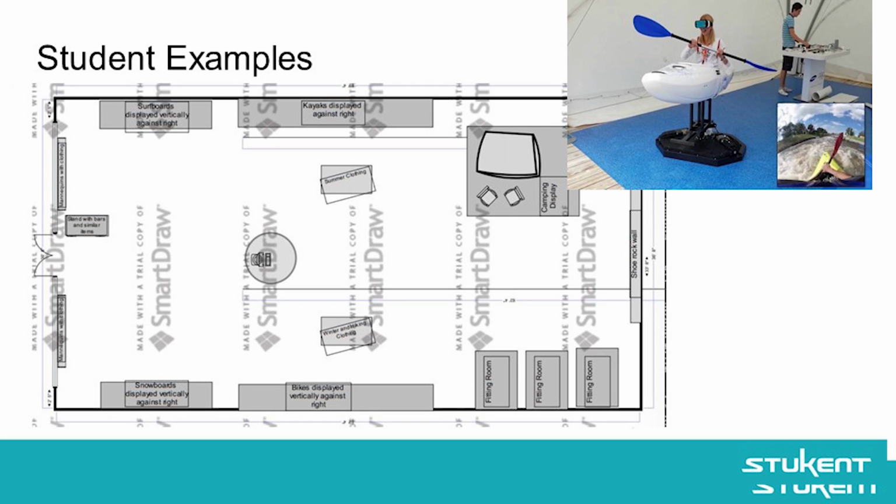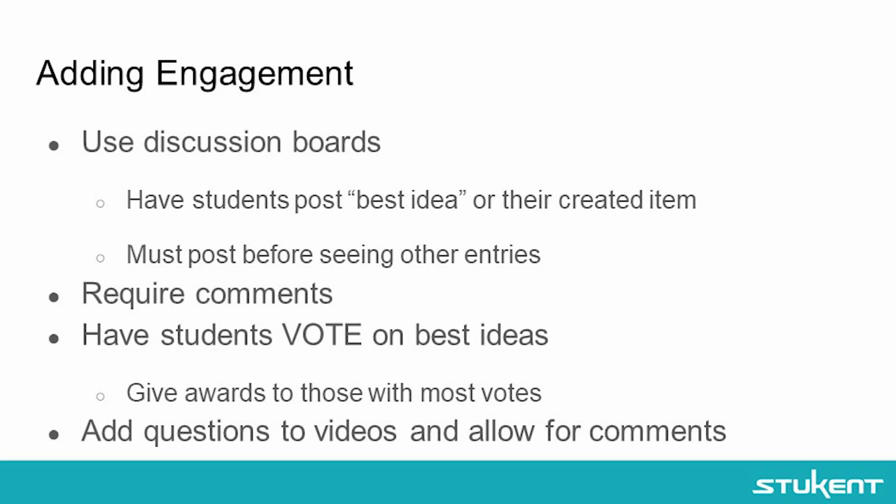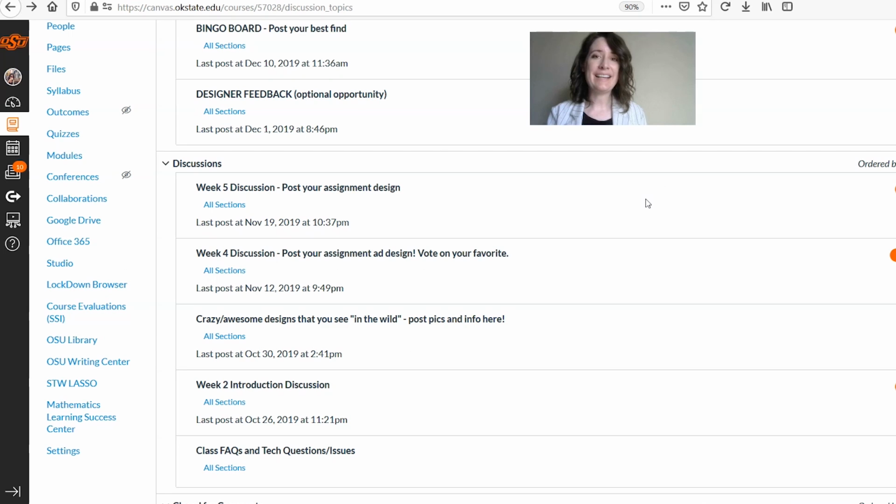And then you can also require that students comment on each other. Maybe 2 comments. This is a common thing in online learning with discussion board posts. But if you have them post their best idea or most creative idea, then they can respond to that and learn from that. In Canvas, there's a setting.